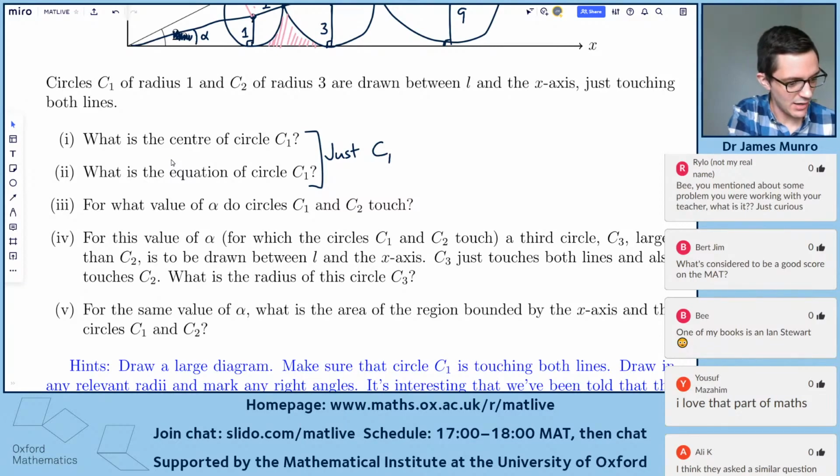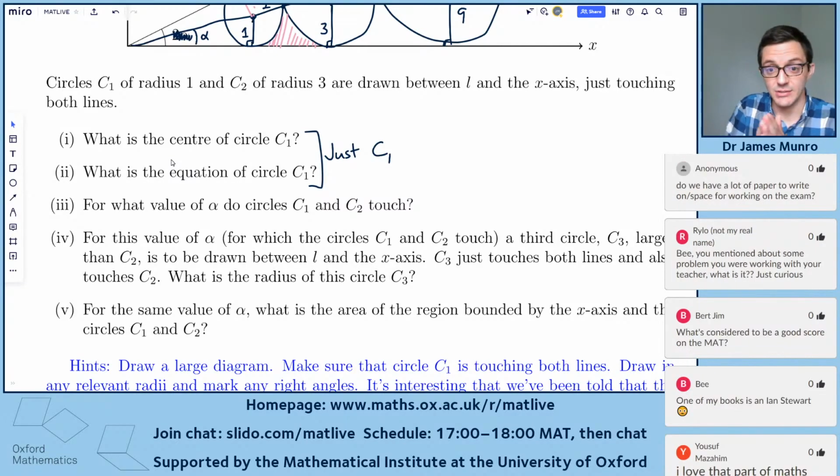Anyway, do we have a lot of paper? The test is in a 32-page booklet, so you get 32 pages. You answer in the booklet that the questions are printed on. You don't answer on rough paper, loose paper. You answer in the booklet. There's some space. If you look at the 2020 past paper on the website, so you find the MAT Live website, you get to the MAT website, and you find the 2020 past paper. That's laid out in the same way that your test booklet will be laid out.